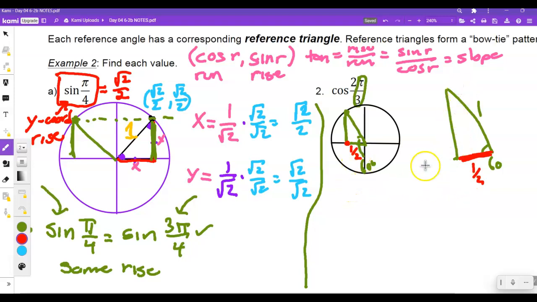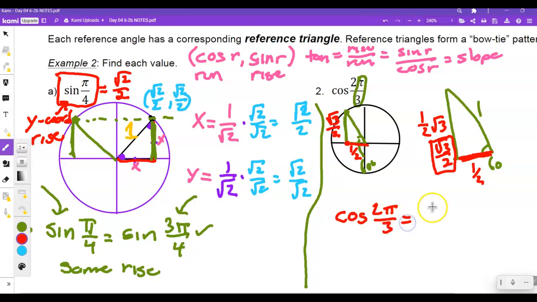What is the rise? So it's that 1/2 times root 3, which is how we get root 3 over 2. So if I wanted to find the rise, or the sine, that would be root 3 over 2. Okay. So for here, we get cosine 2 pi over 3 equals 1/2. All right.